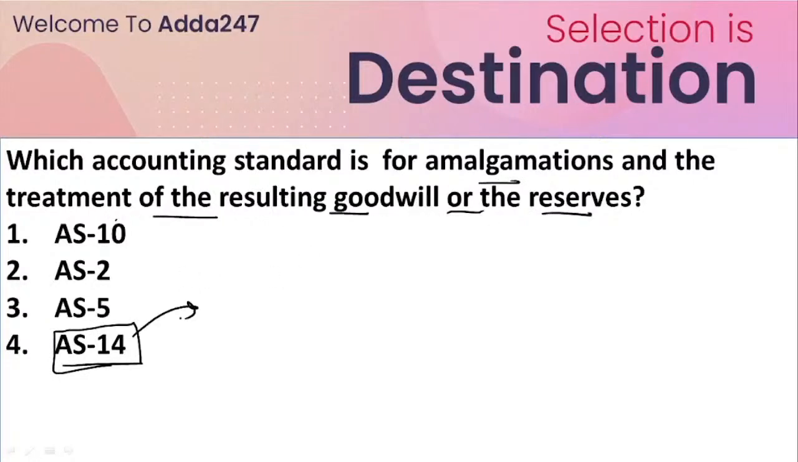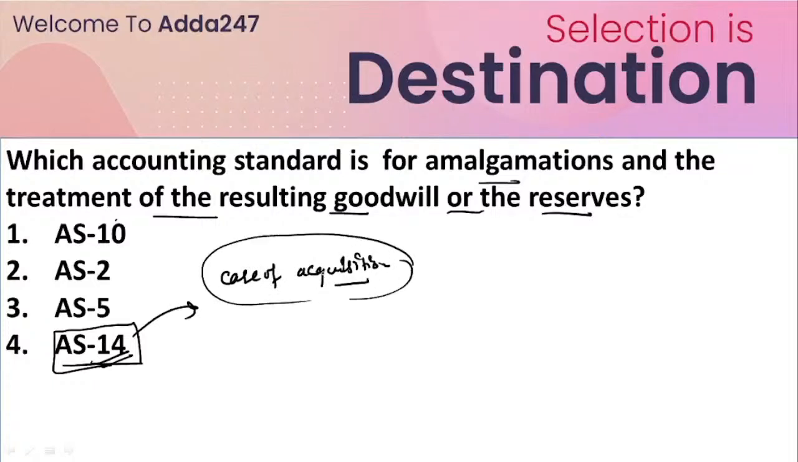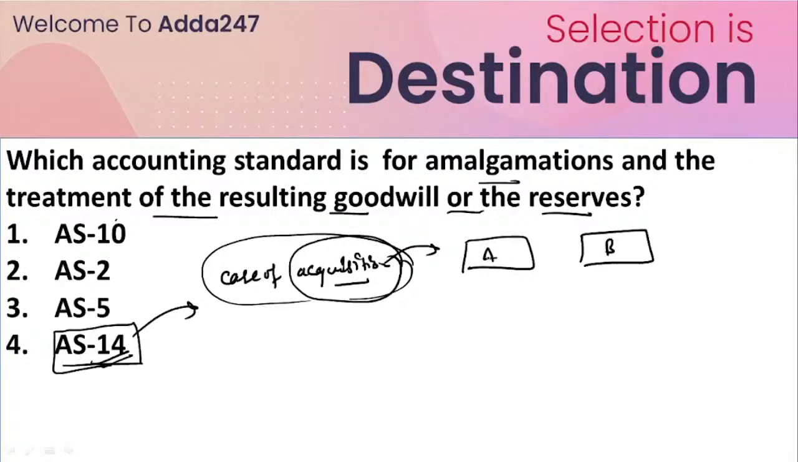One more important thing to understand here is that Accounting Standard 14 does not cater to the cases of acquisition. Most students confuse acquisition and amalgamation. Look, acquisition is different from amalgamation. What we understand by acquisition is when one company purchases most or all of another company's shares. Say this is company A and this is company B.